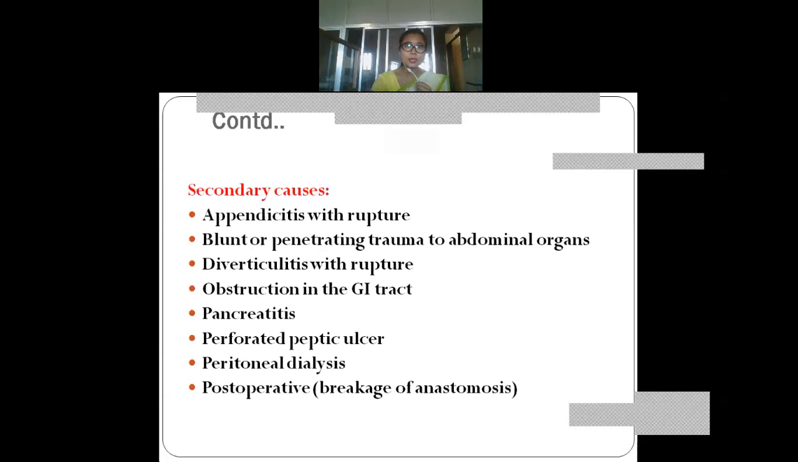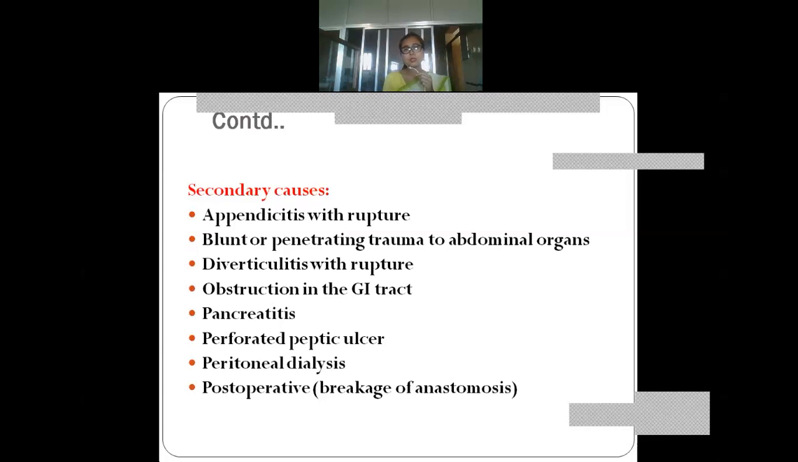And other secondary causes include appendicitis with rupture. The meaning of appendicitis is inflammation of the appendix, okay? So this appendicitis, if treatment is not taken in the right time, then it can lead to rupture. So this also can lead to peritonitis. And blunt or penetrating trauma to abdominal organs.